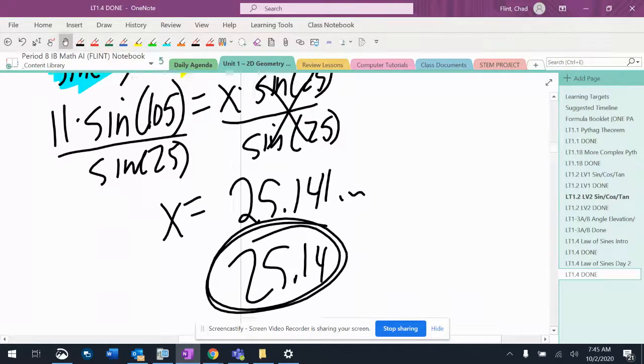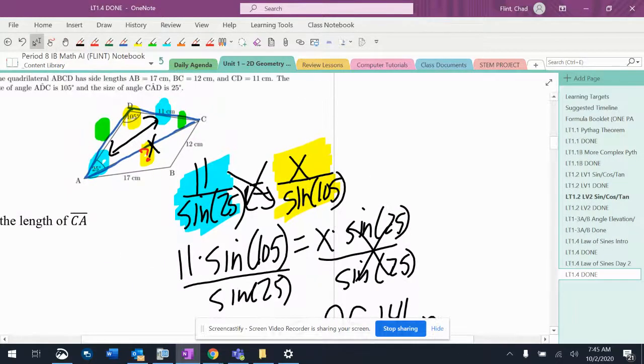Okay, so I think that's pretty straightforward. Like I said, then it would have a second part where you'd have to find an angle using law of cosines, which we're going to learn next. So be ready.